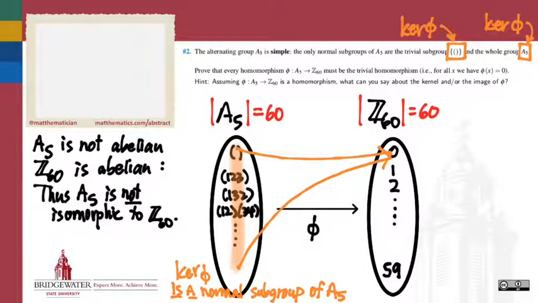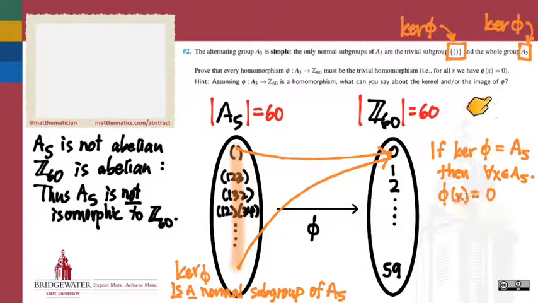So how do we know which one it is? Let me ask the what if question. What if the kernel were all of A5? What would that mean about the homomorphism phi? We're jumping the gun a little bit here. If the kernel is all of A5, what is phi doing? It's sending everything to 0. Exactly. So then, phi of x is equal to 0 for all values of x in A5.